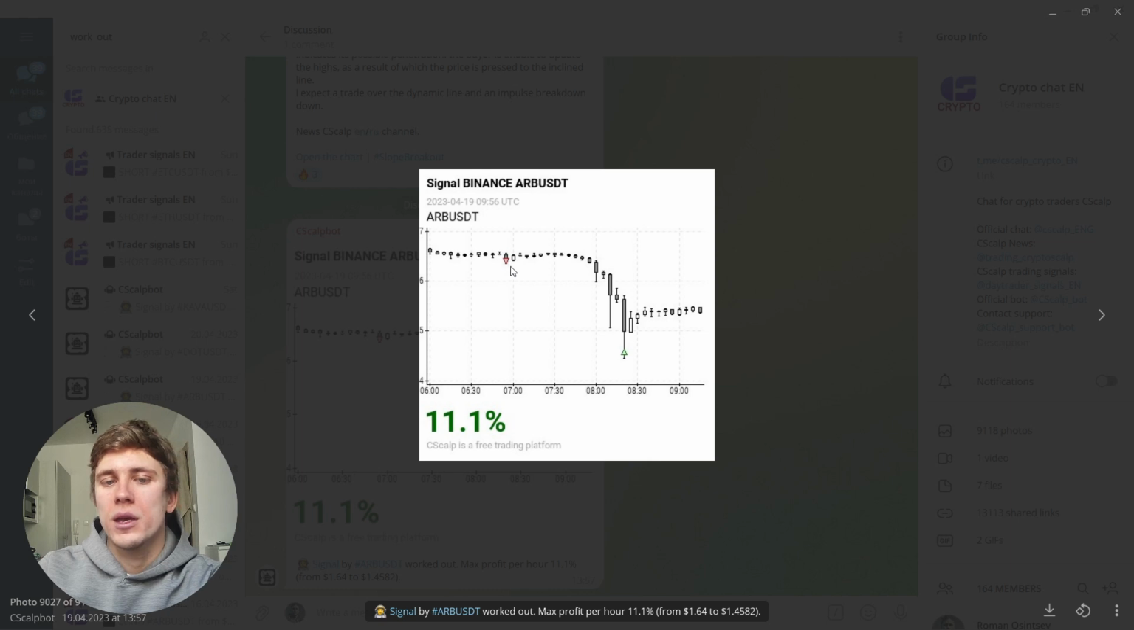From the very beginning it was quite weak, but then there was an acceleration of movement, and finally the maximum potential profit was 11%. In such cases we recommend fixing by small parts and finally leaving the smallest part of your position, for example 30% at least, to give your trade a chance to maximize your profit.